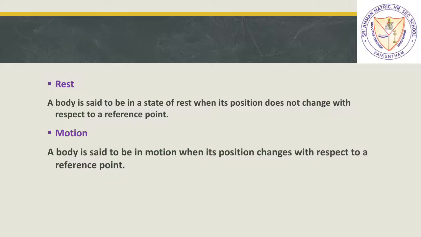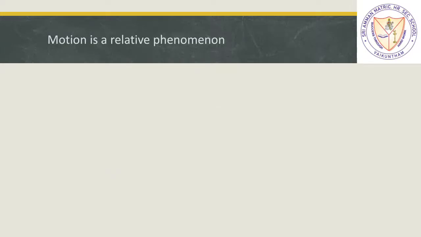Then what is this motion? If the same object is changing its position, that means you take your pen and keep it from one position to the other position. With respect to you, the position of the pen has changed, right? So then we say that the pen was in motion. The pen moved. So the motion is a relative phenomena.